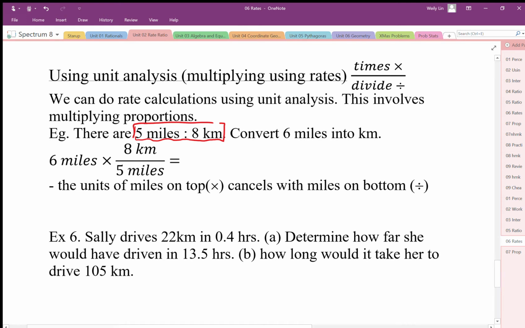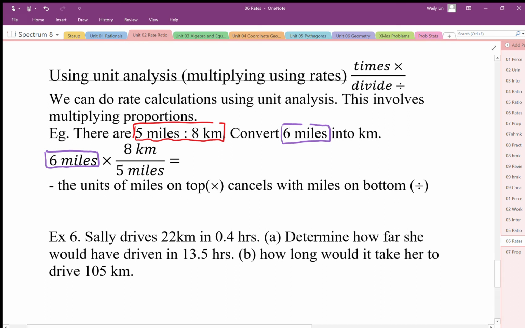So we first start off with 6 miles. There's my 6 miles. That's what I'm starting with. And then I'm going to use my conversion factor, 5 miles to 8 kilometers. But now we have to make sure we have it in the right direction, otherwise we will times instead of divide or divide instead of times.